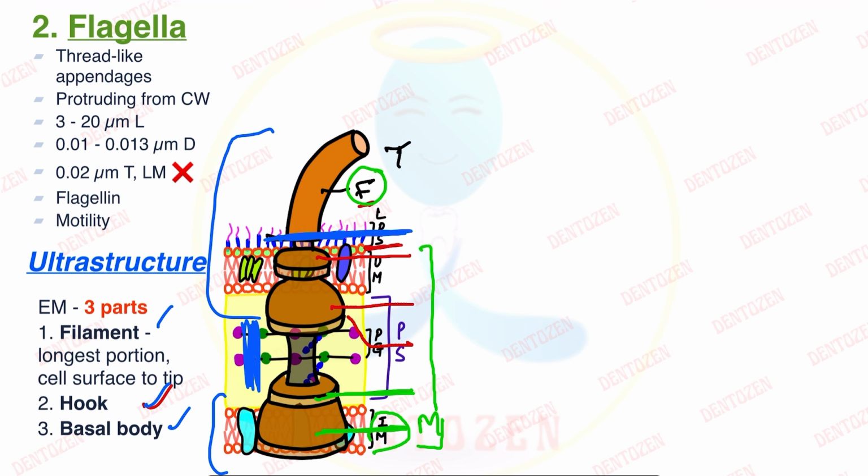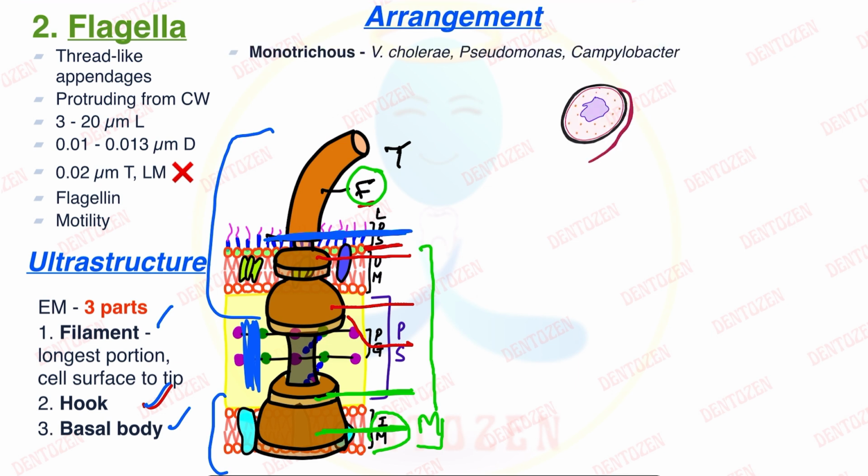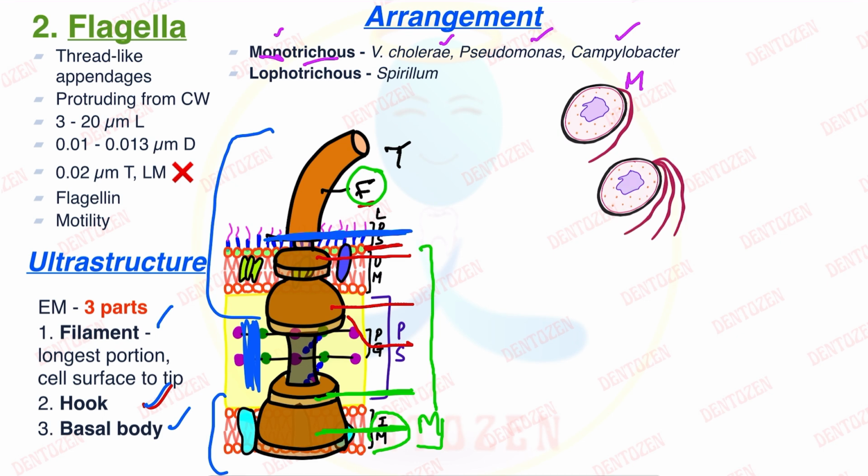So different arrangements: when there is just one flagellum, it is called monotrichous. Mono means single, like this. Examples are Vibrio cholerae, Pseudomonas and Campylobacter. So they have one flagellum, they are monotrichous. What about if the bacteria have a tuft of flagella at one end? Then it is called lophotrichous, as we can see here, for example in Spirilla. So there can be a tuft on the bacterium, but at one end.